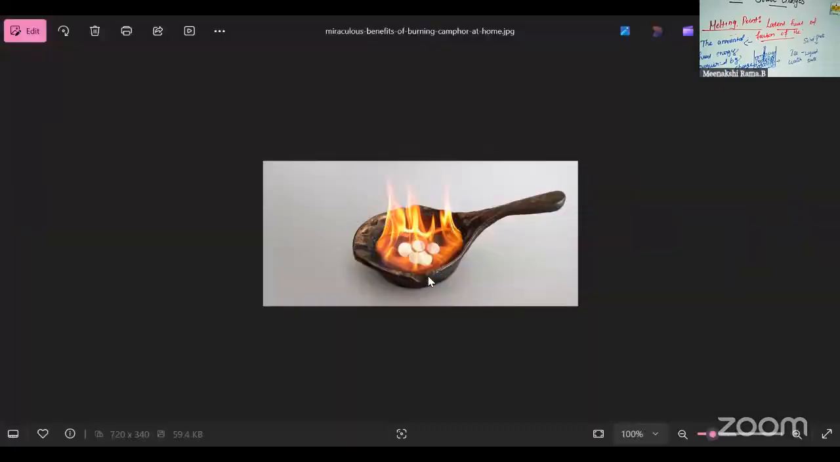So what is this? Camphor. Camphor is burning here. So this concept is called sublimation. Sublimation is when solid state is directly changed into gas state. That process is called sublimation. Okay, camphor and incense sticks are also examples of this. The camphor is in solid state. When I burn it, automatically it is changed into gaseous state. So this process is called sublimation.